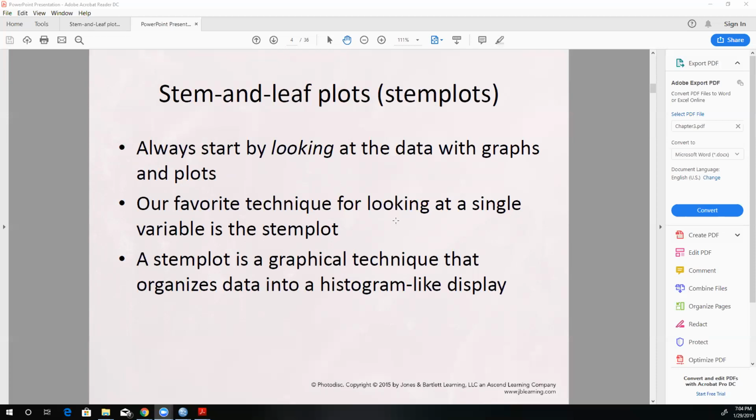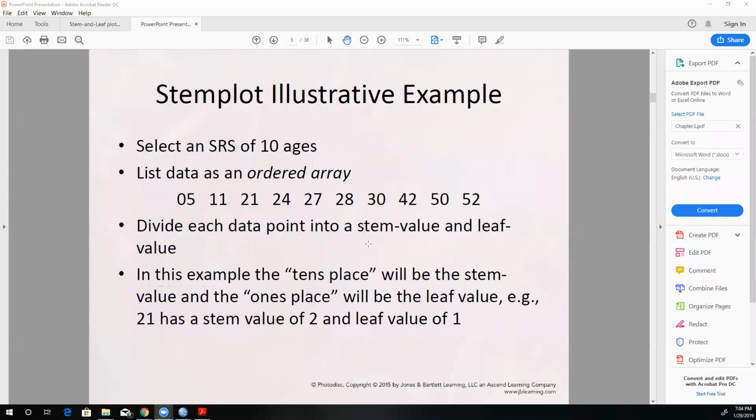And when he says our favorite technique, he means the author. And he likes looking at a single variable in a stem plot. And that is the other thing, is you're usually graphing a single variable at a time. So it's just a graphing technique similar to a histogram. And I like the histogram better. He likes the stem plot.